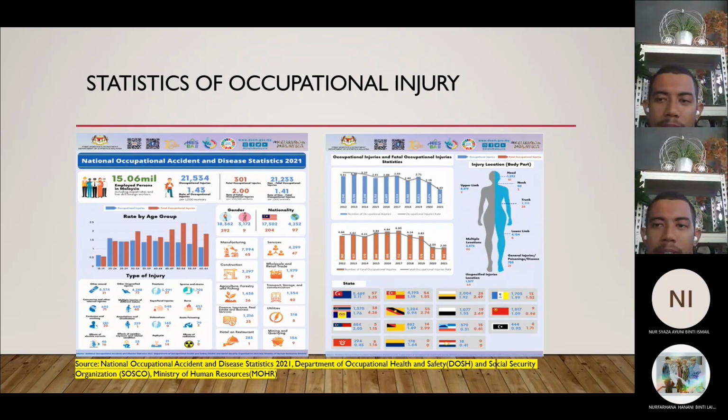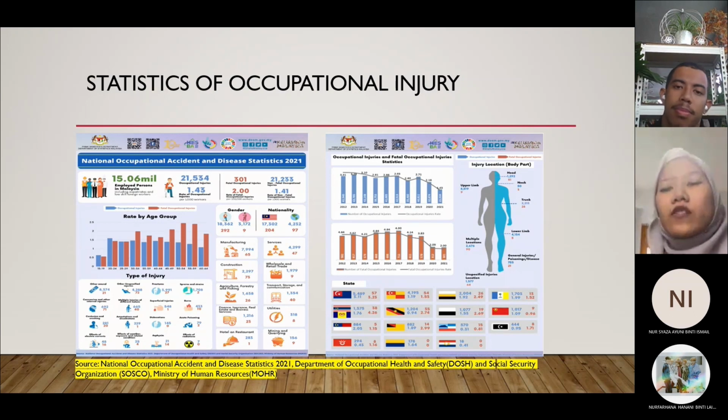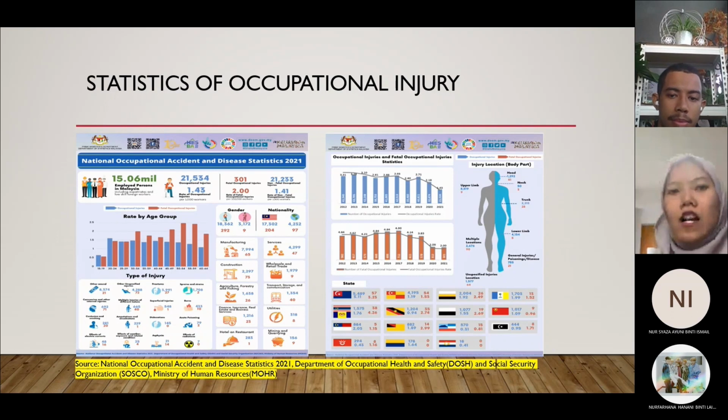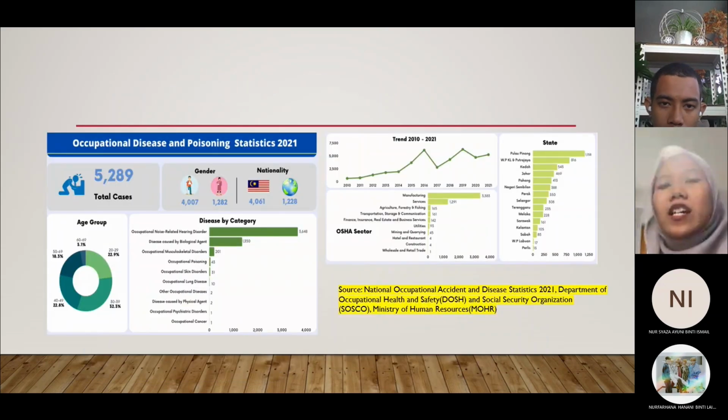Hi, my name is AYUNI and I would like to present the data analysis content information on occupational injuries in industry. This data was provided by DOSH and SOCSO based on the statistics from 2021. Over 15 million employees in Malaysia and around 21,000 employees had occupational injuries during their work. There are a lot of types of injuries such as wounded injuries, unspecific injuries, sprain and strain, dislocated, and many more. Wounded injuries are the highest type of injuries that workers have.